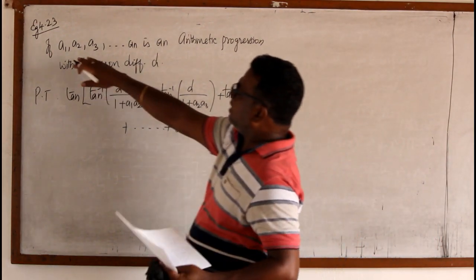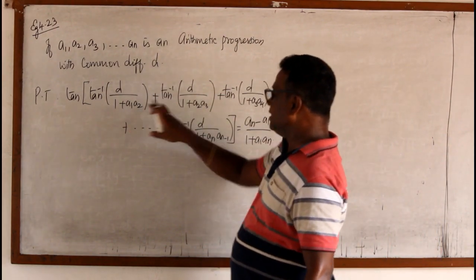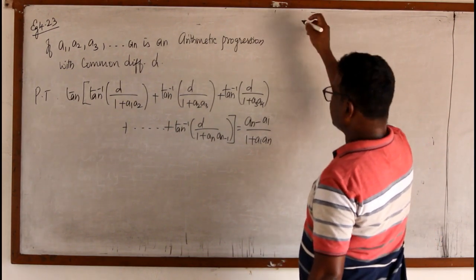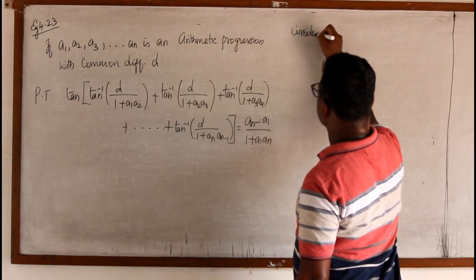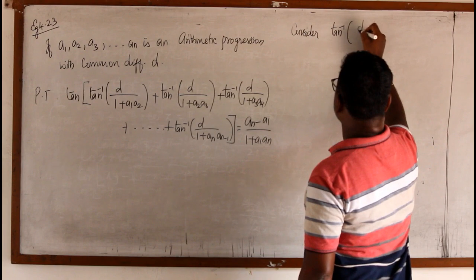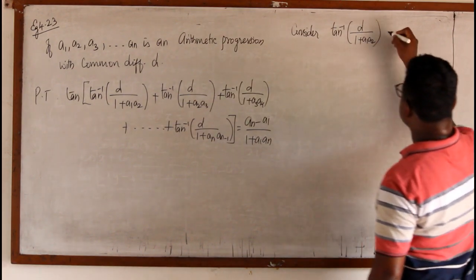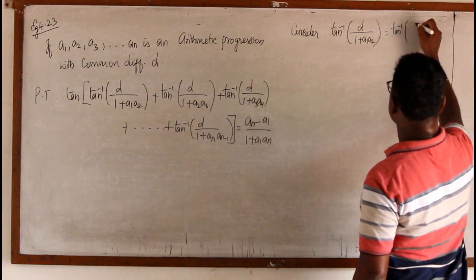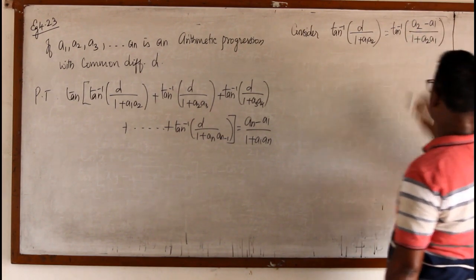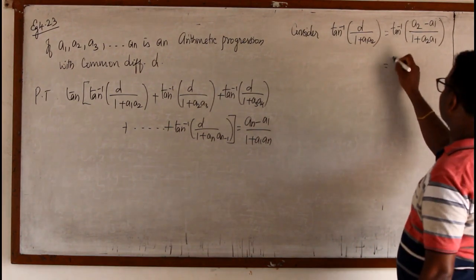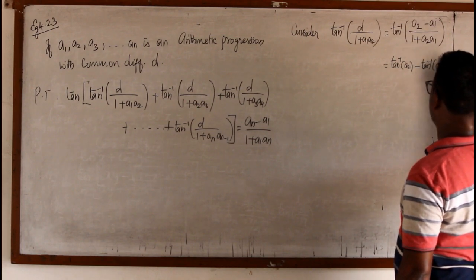Now, all these are in an AP and the common difference is d. So let me take each term separately. When I consider tan inverse of d by 1 plus a1 a2, that means I am taking only the first term. Since d is the common difference, it is the second term minus first term by 1 plus a2 a1, which is nothing but tan inverse of a2 minus tan inverse of a1.